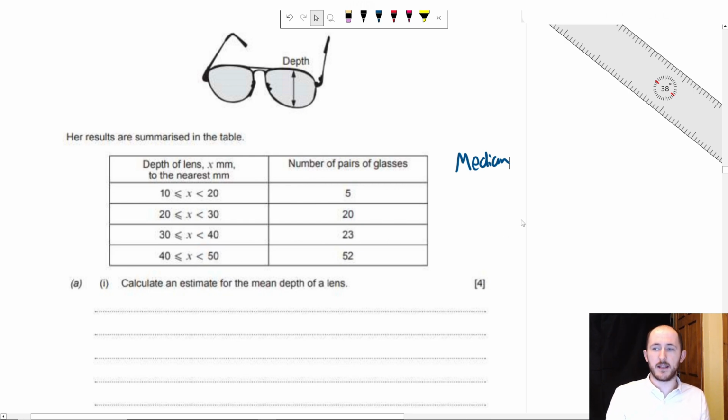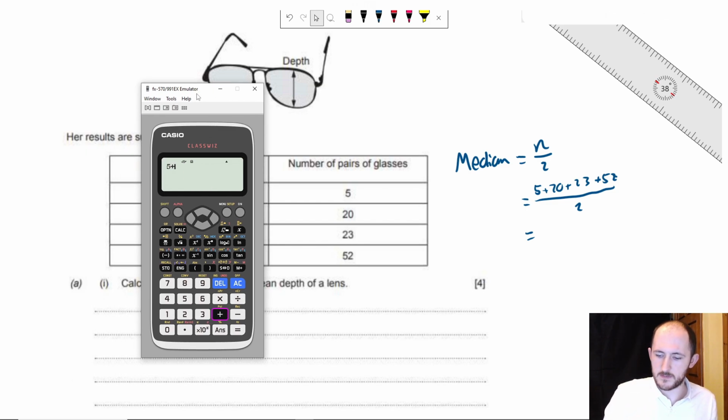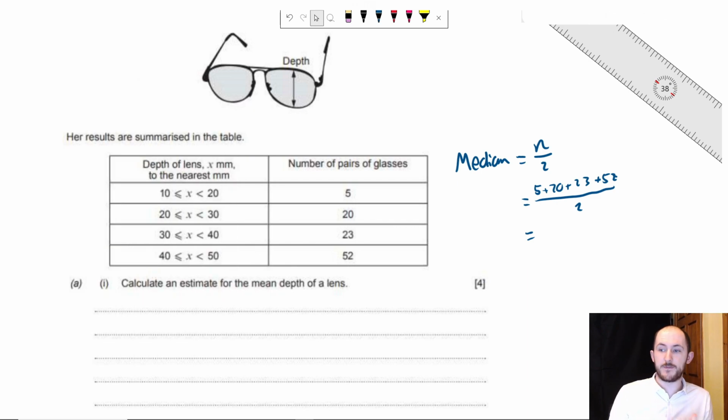The way we do that, as Evie said, is we take the number of pieces of data and divide it by 2. So the number of data would be (5 + 20 + 23 + 52) over 2. It's not a mental math test, so let's just work it out. That's 100, so it'd be 50. We're looking for the 50th piece of data.